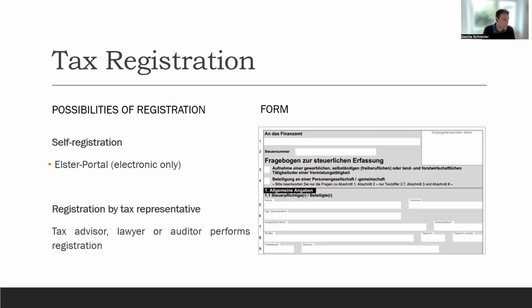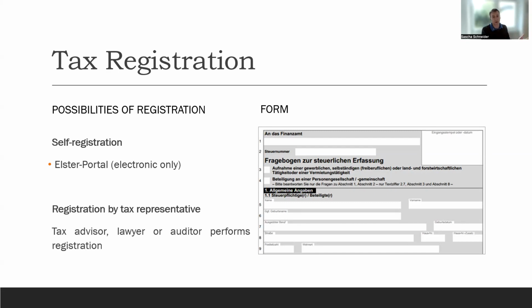So you have two ways to register your business. Of course, you could do it by yourself. Maybe some of you already have the Elster entry when you make your private tax declaration by yourself. For this, you need your private tax identification number. Everyone in Germany who lives here has this one. You need it to open a bank account, for insurances and so on, and especially to register your business as well.